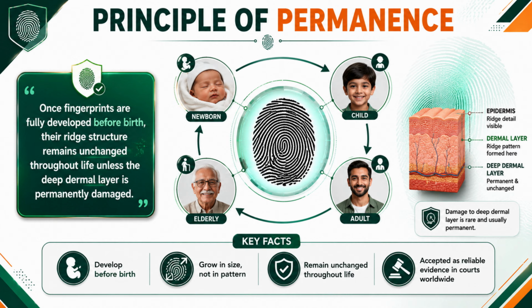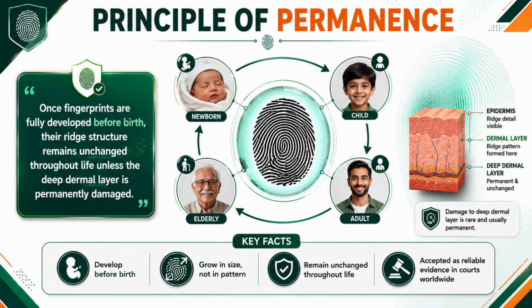Think about your own life for a moment. When you were born, your fingers were very tiny. Today, your hands are much larger. As you continue to age, your skin will develop wrinkles, your hair may turn grey, and many parts of your body will undergo visible changes. Yet, despite all these natural changes, forensic scientists can still identify you using your fingerprints.